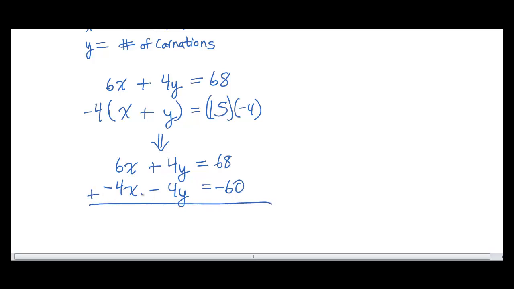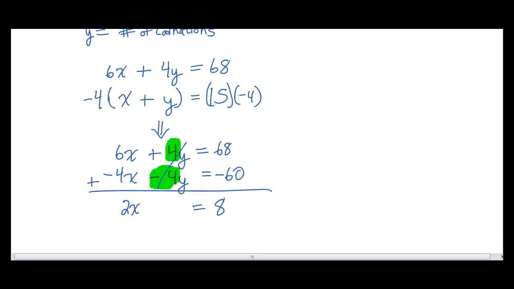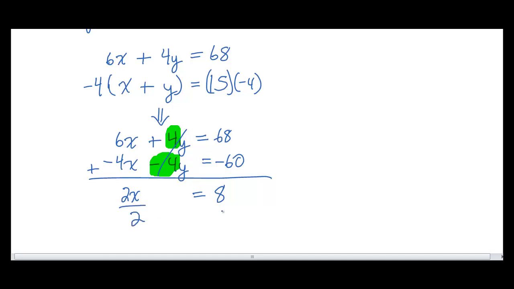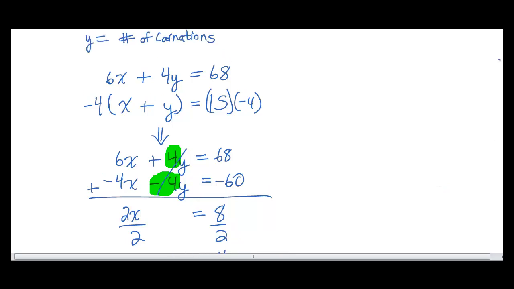Let's add these two equations now that I have these opposite coefficients here and here. Well, I get a 2x, those cancel, equals 8. If I divide both sides by 2, I'll have that x equals 4. So I know that he has 4 roses. Now I'm going to back substitute to determine the number of carnations.